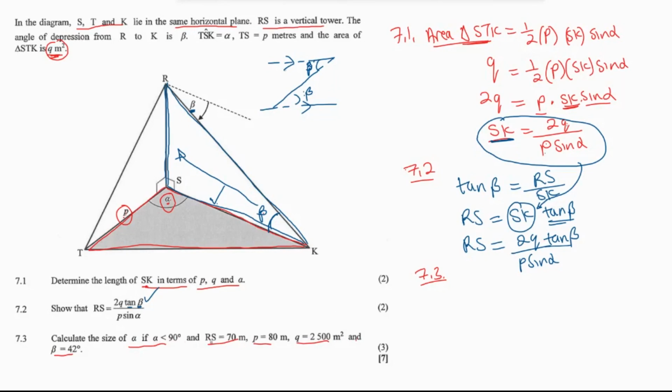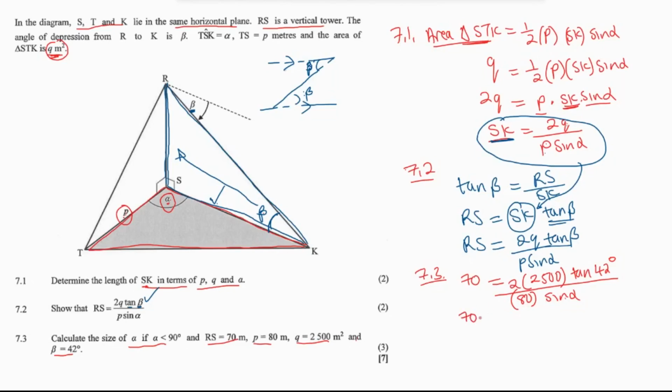What is RS? RS is 70 meters, so 70 is equal to 2 times Q, which is 2,500, times tan beta, which is tan 42 degrees, divided by P, which is 80, and then sine alpha. We're looking for alpha. So what can we do here? We can multiply by 80 sine alpha on both sides.